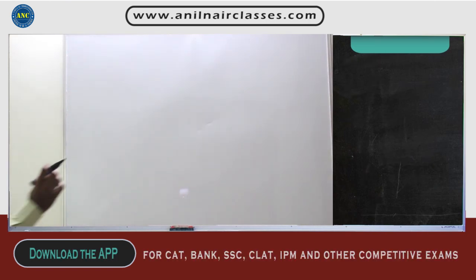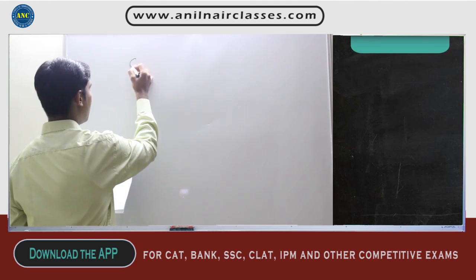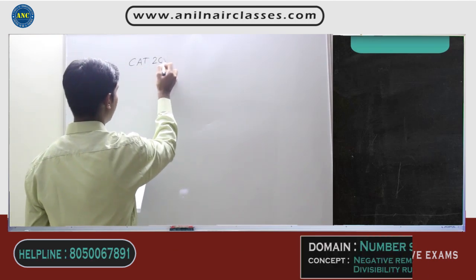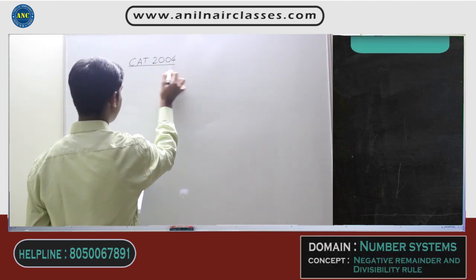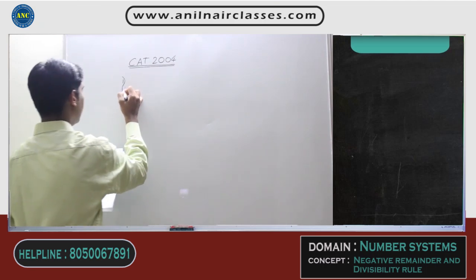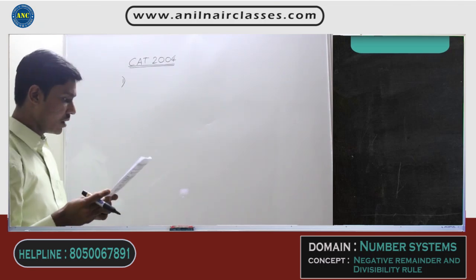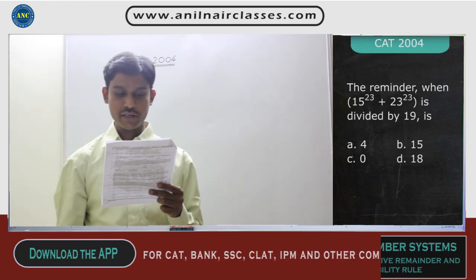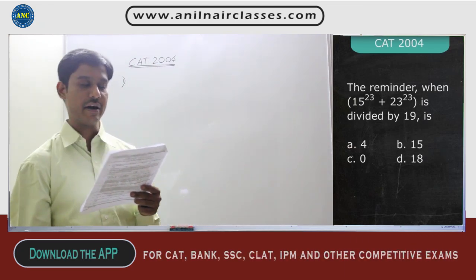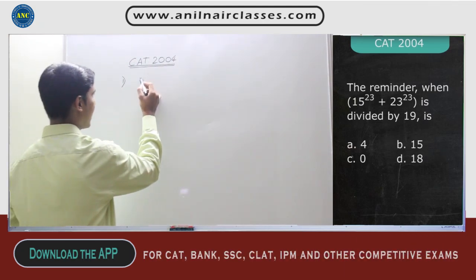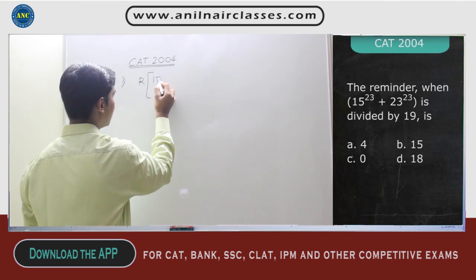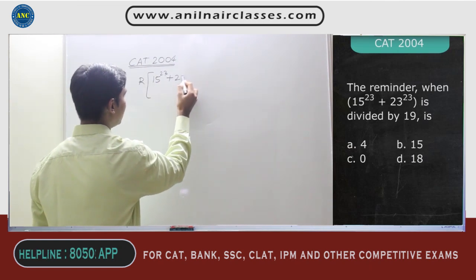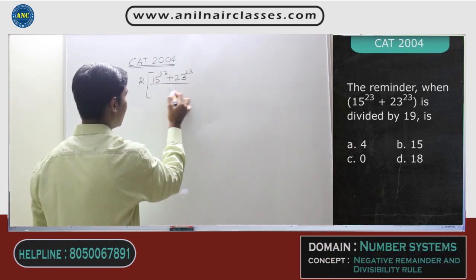Let us solve some questions on CAT 2004 number system. Please write down the heading CAT 2004. Please see the first question. The remainder when 15 power 23 plus 23 power 23 is divided by 19 is how much? They are asking the remainder when 15 power 23 plus 23 power 23 is divided by 19.